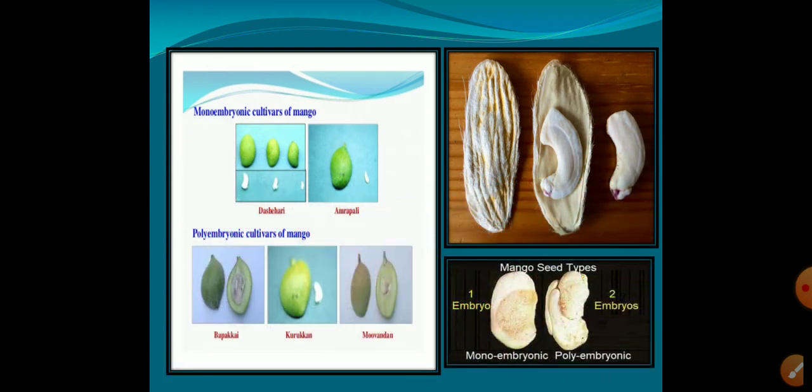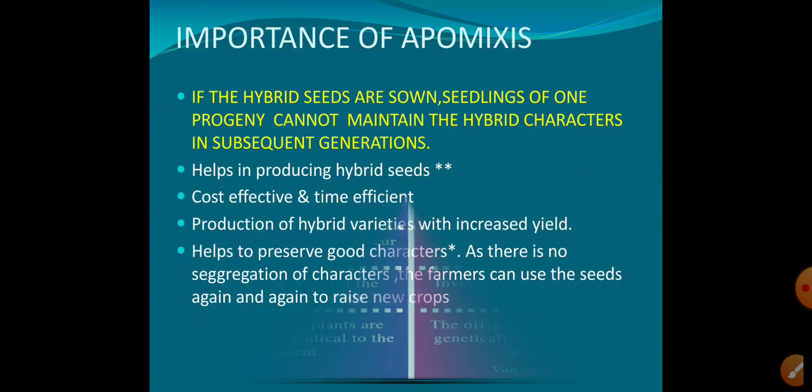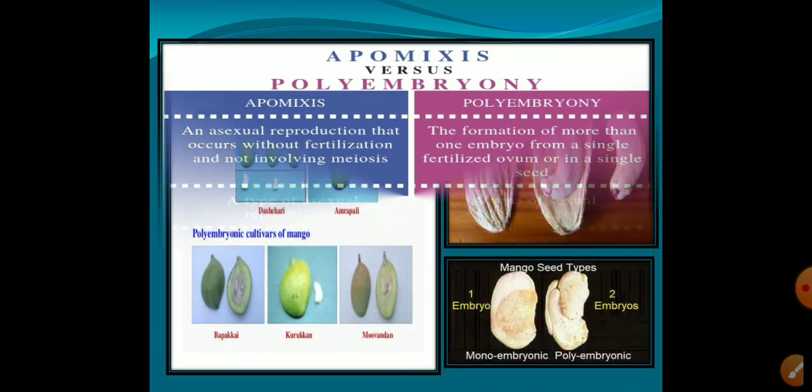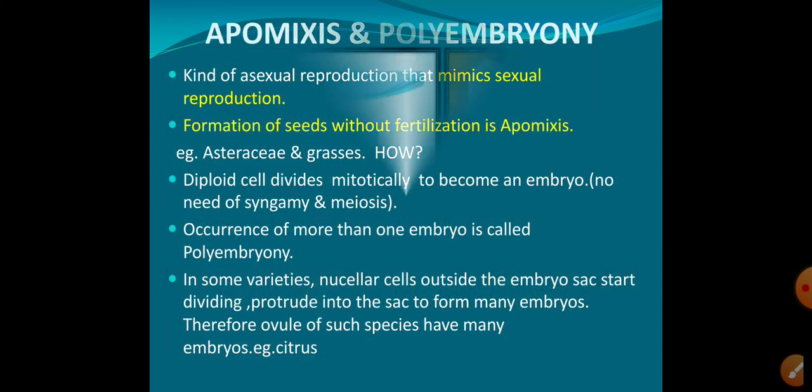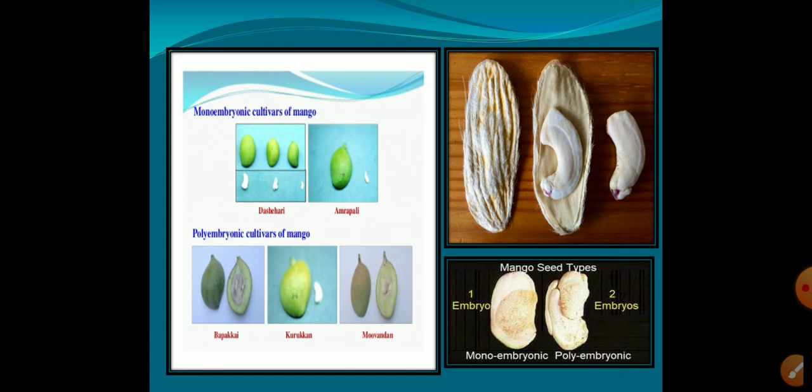So these are pictures I have added here. Some species are monoembryonic. It is not always that mangoes are polyembryonic. So some are monoembryonic and some species are found to be polyembryonic. You can see on the right side this picture, mango seed types 1 and 2. The first image has only one embryo, and on the right hand side you can see two embryos are found. So the same mango can be monoembryonic or polyembryonic.